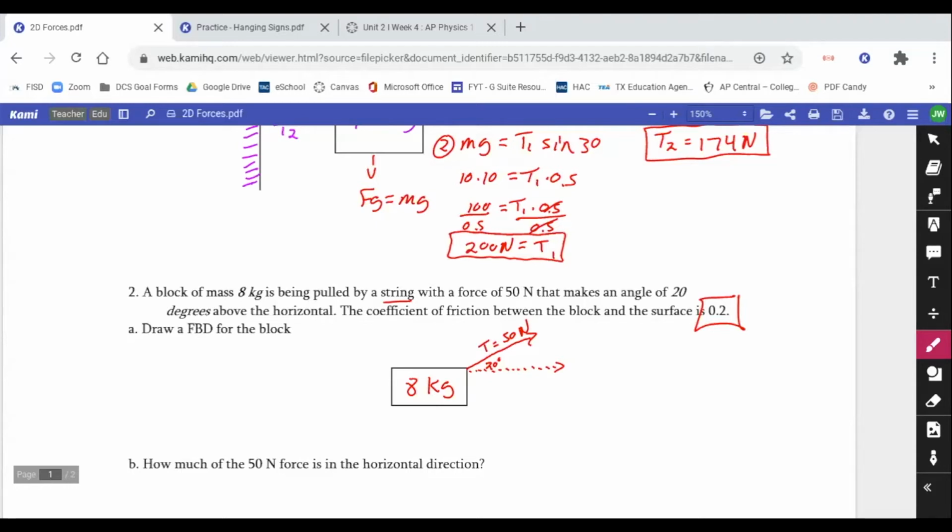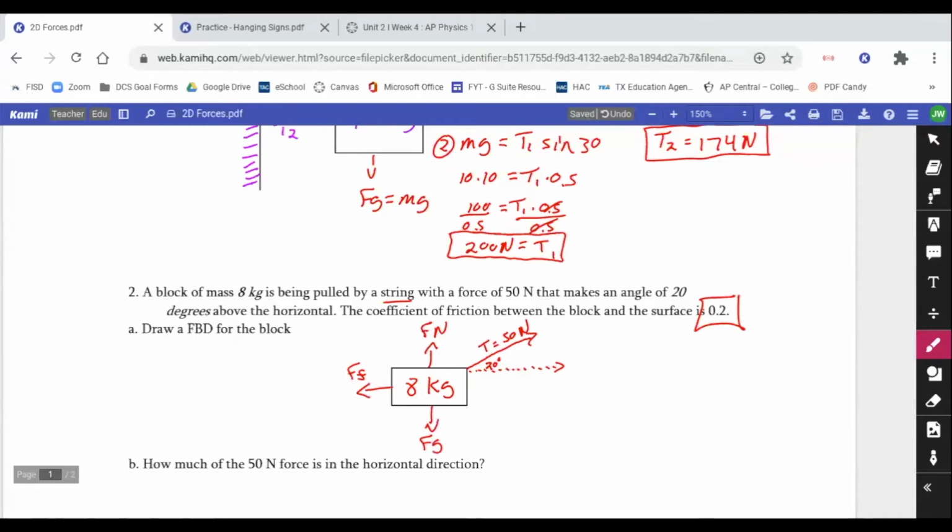Okay, so looking at this one, I know that when I pull something, it's not hovering, it's usually on a counter or a floor or something, it's on a surface. So I can say, hey, this is gonna have a force normal. It's gonna have a force of gravity because I'm still on Earth so far. And they gave me a coefficient of friction, so it must have a force of friction.